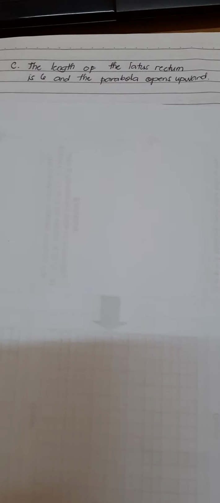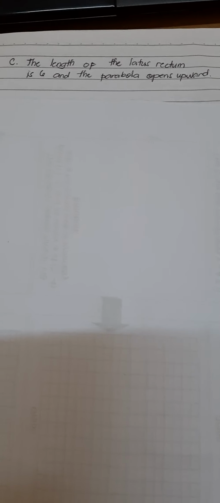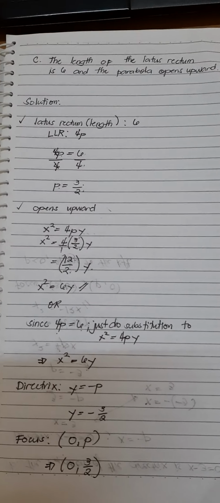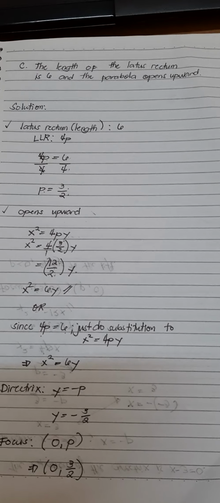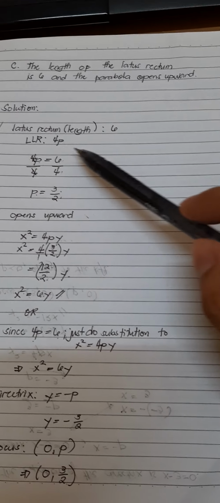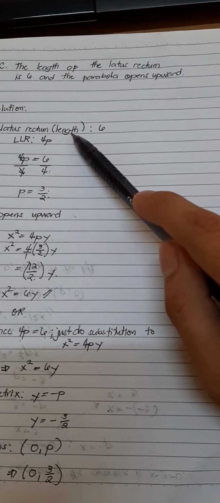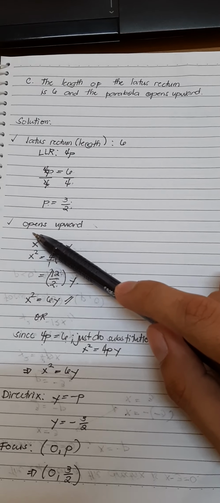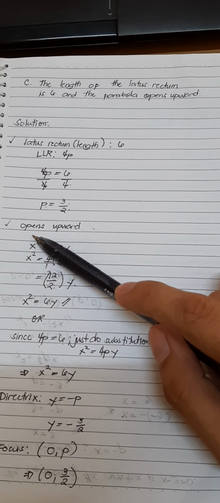So what if the equation or the condition goes like this? The length of the latus rectum is 6 and the parabola opens upward. How are you going to solve the equation of the parabola? So the solution looks like this. We need to consider first the given conditions in the statement above. So we have two conditions: the latus rectum, which has a length of 6 units, and the parabola opens upward.